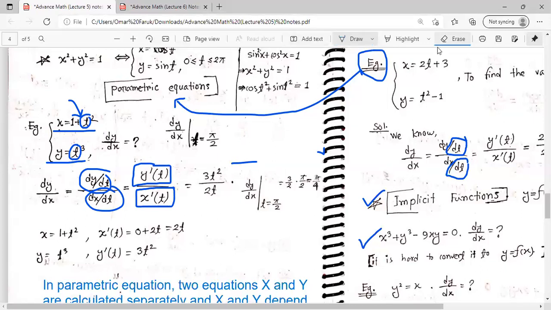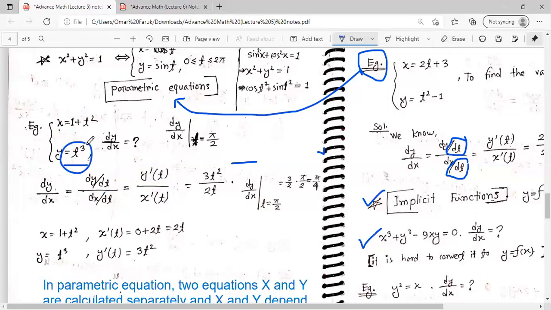Okay. So now the derivative of y, or the derivative of this function, will be 3 into t to the power 3 minus 1, that means 3t squared. And the derivative of this function will be like this: the derivative of 1 will be 0, and the derivative of t squared will be 2t, right? So here it is 2t.